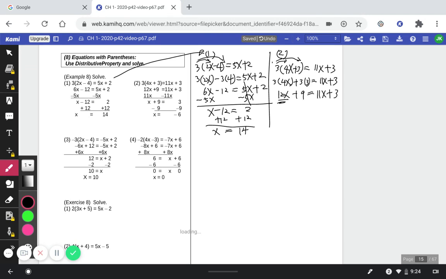Now you have 12x and 11x. Move the smaller x, so minus 11x on both sides. x plus 9 becomes 3. To remove plus 9, so you can have x alone, subtract 9 on both sides. So x becomes negative 6.